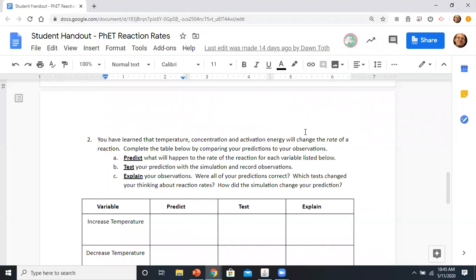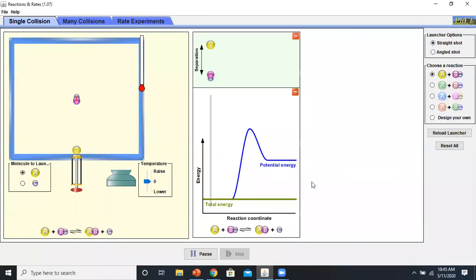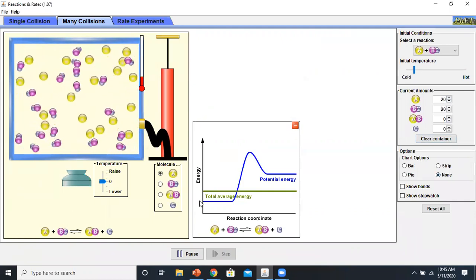But the second thing you want to at least take a second and look through is we now need to look at temperature, concentration, activation energy, and the rate. So if you go and play around with this now, we can do some cool stuff. So let's look at many collisions now. Let's say I put 20 of A and I'll add 20 of B. And I'm going to let those things play out.